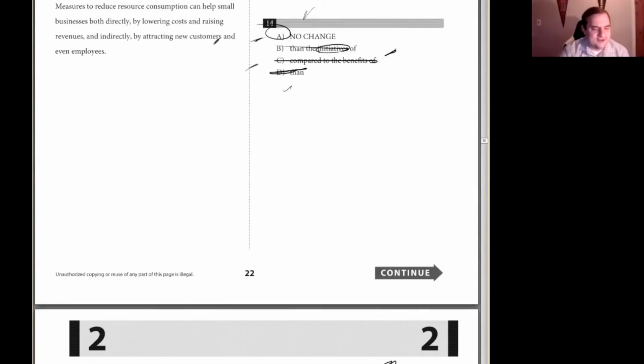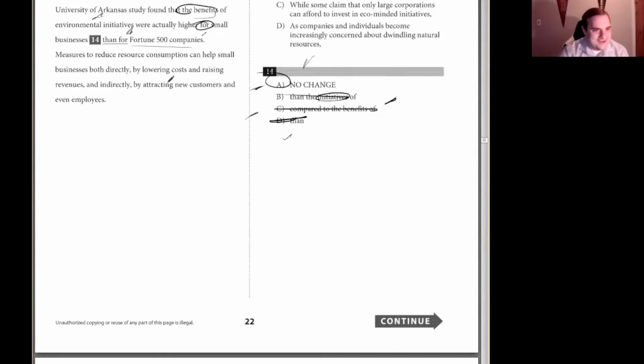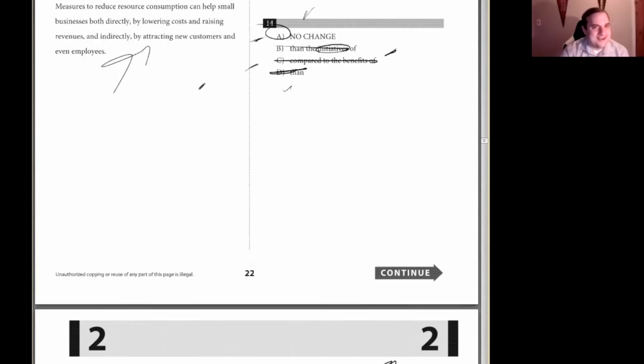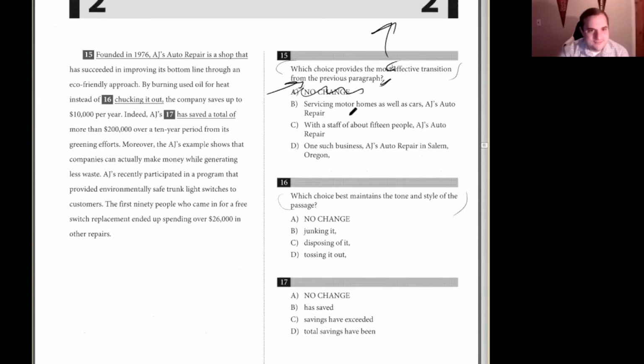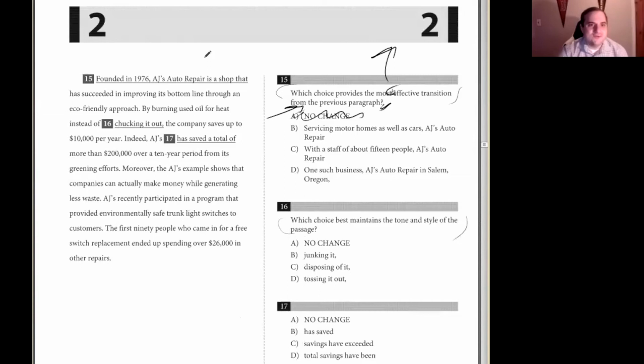Our main focus is here. So, measures to reduce consumption can help small businesses both directly by lowering costs and raising revenues, and indirectly by attracting new customers and even employees. "Founded in 1976," no. "So blank has succeeded improving its bottom line." All right, so we need to refer back somehow to the ways it could help, right? Yeah, so all right. The sentence before is specifically talking about ways it could help, right? So we need to refer back to ways it could help.